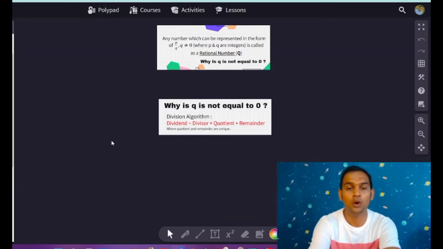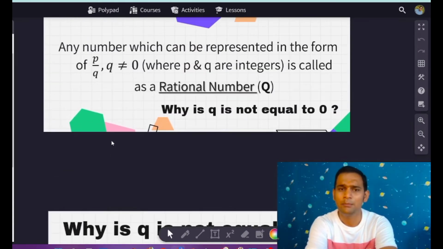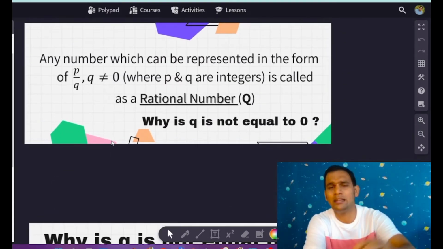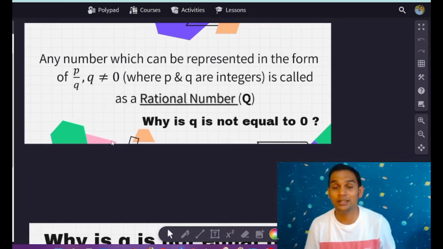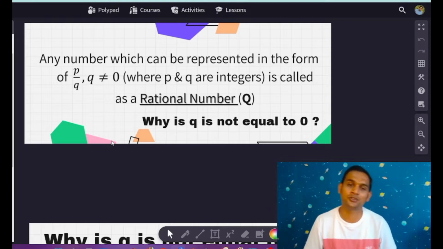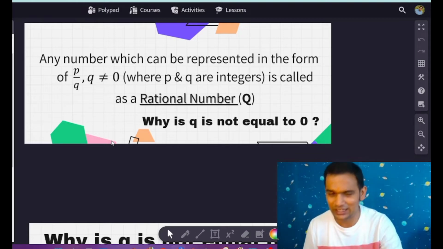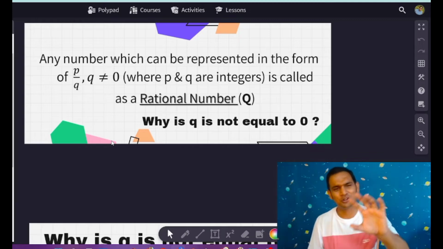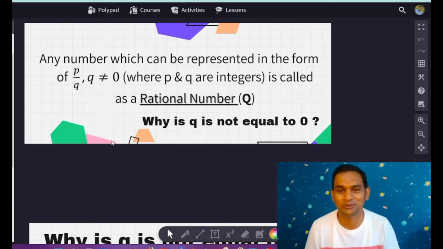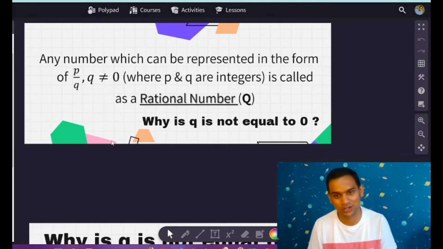So now, what is the definition of a rational number? All of you remember that already, I know, but let's quickly go through it in a little detail. Any number which can be represented in the form p by q, where q is not equal to 0, and p and q are integers. That is very important to focus on. Why? We will discuss that towards the end of this chapter. So such numbers, where p and q are integers, are called rational numbers.